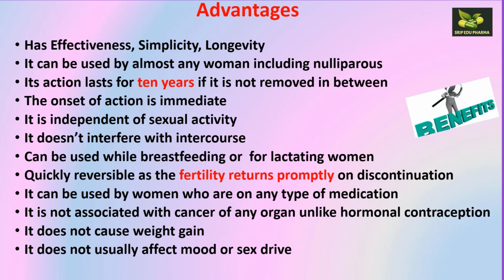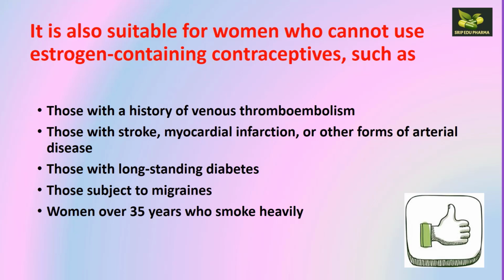There are some special advantages also, like it is suitable for women who cannot use estrogen containing contraceptives, like those who have a history of venous thromboembolism, those with stroke, myocardial infarction or any other forms of arterial disease or heart diseases, then those with long-standing diabetes, those subject to migraines or women over 35 years who smoke heavily. These are the special cases, so in those cases also intrauterine devices are used.